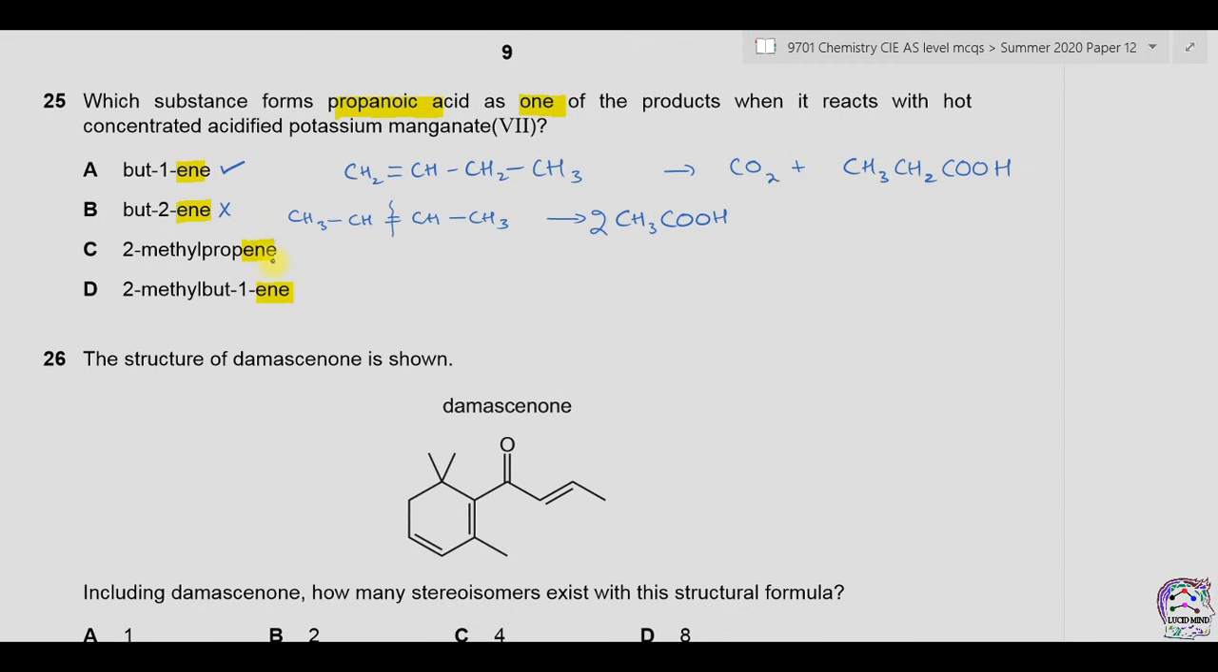C is 2-methylpropene. In 2-methylpropene we have 3 carbon atoms and on the second carbon atom a methyl group is attached. Now again 2 products are formed. One is the carbon atom having 2 hydrogens, so it will be converted into carbon dioxide, and the second one is the carbon having 2 alkyl groups, so it will be converted into ketone. Now part D says 2-methylbut-1-ene. So the double bond is on the first carbon atom and the methyl group is on the second carbon atom.